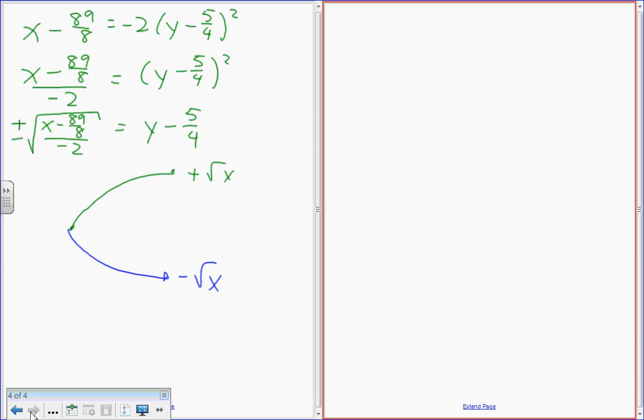Last step, Georgie, is what? So f inverse of x is equal to 5 over 4 plus or minus the square root of (x minus 89 over 8) all over negative 2. And that is the end of part A. It took a long time, but that's the end of part A.